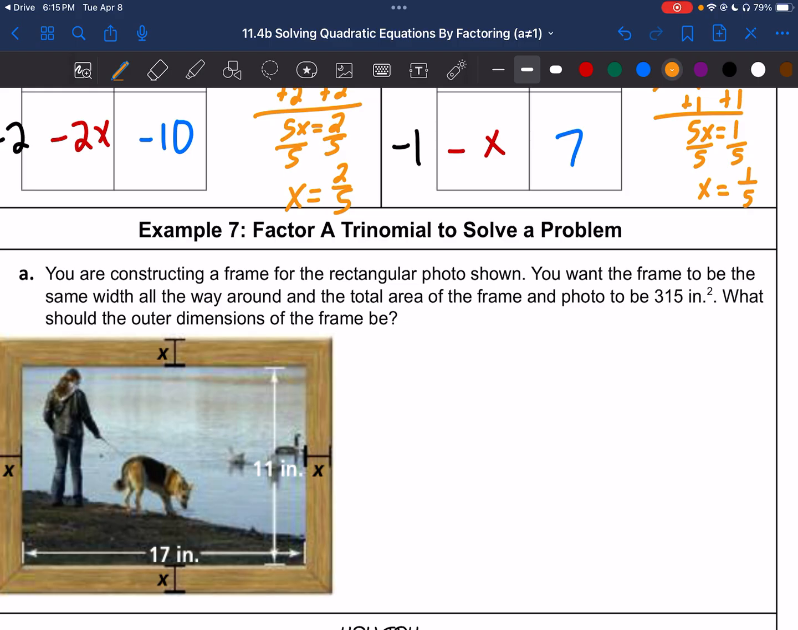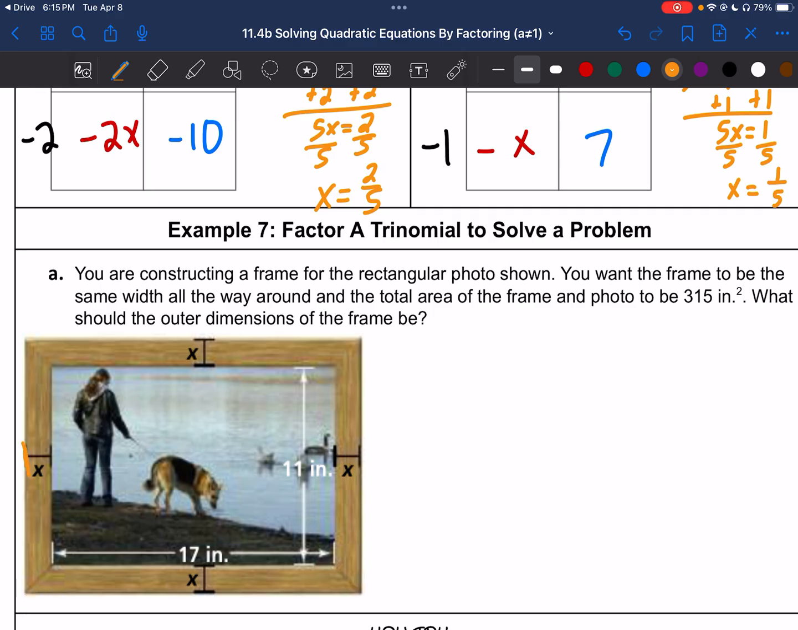We've got an X frame on the outside. So my entire width is going to be X plus 17 plus X, or 2X plus 17. What's my height going to be? X plus 11 plus X, which results in 2X plus 11. Those are my two side dimensions, right? That's that side. So it includes the frame above, the frame below, and the height of the picture. From here to here is the frame to the left, the frame to the right, and the picture.